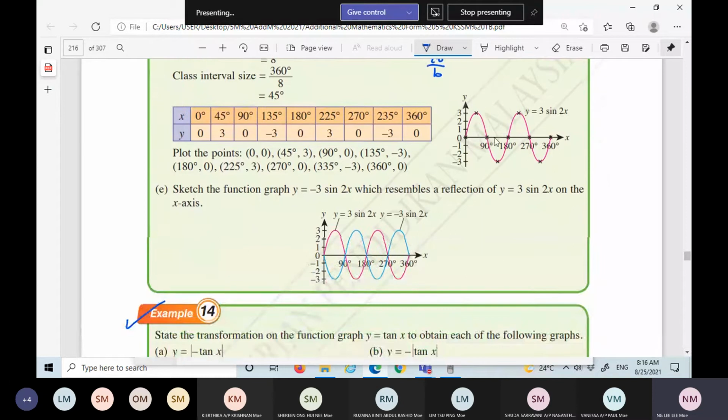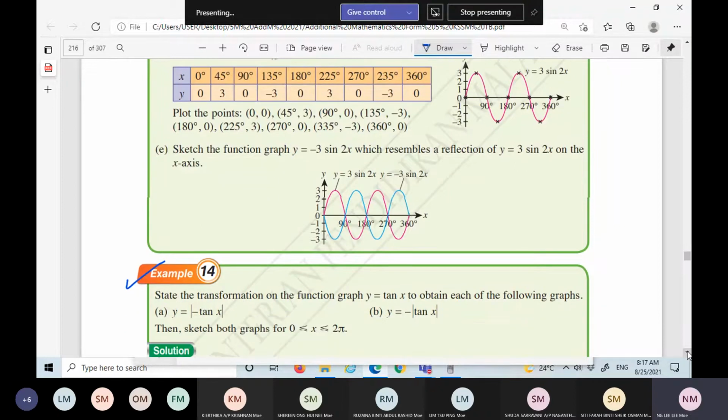So this is a sketching of y equals 3 sine 2x. Then part E, they say on the same axis, sketch for -3 sine 2x. So the positive one will come to negative, the negative one will come to positive. The blue color one is the one with negative. The red color one is the one without negative. So the positive one will come to negative, the negative one will go to the positive side. So this is example 13.